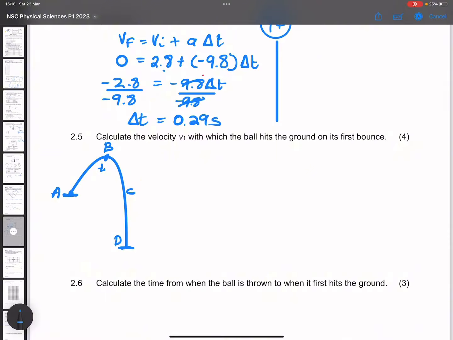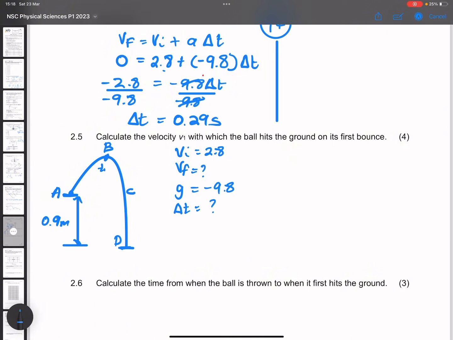We know in this case, from A till D, that the height there is 0.9 meters, okay? And please remember that we've taken up as positive, so that means we're displaced downwards by 0.9 meters, right? Okay, so I'm going to say my initial velocity is 2.8. My final velocity is unknown, that's what I'm looking for. But gravitational acceleration is negative 9.8, right? And in this case, the time taken is unknown.